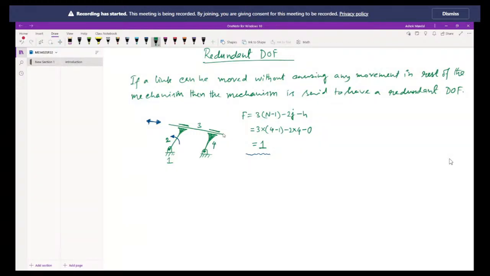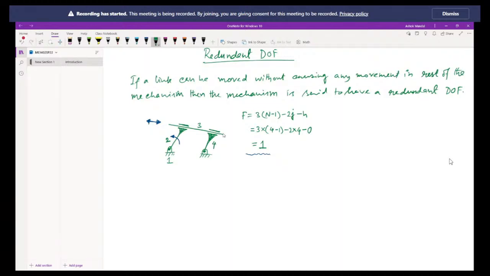Sorry, this is a redundant degree of freedom in a mechanism. Sometimes, from the structural point of view, or to have some other advantage, you provide this kind of link in a mechanism. But we need to understand whether that degree of freedom of the link is an effective degree of freedom or not. In this case, you can see that it is not an effective degree of freedom of the mechanism, because the whole mechanism does not have any motion due to the motion of this link 3.